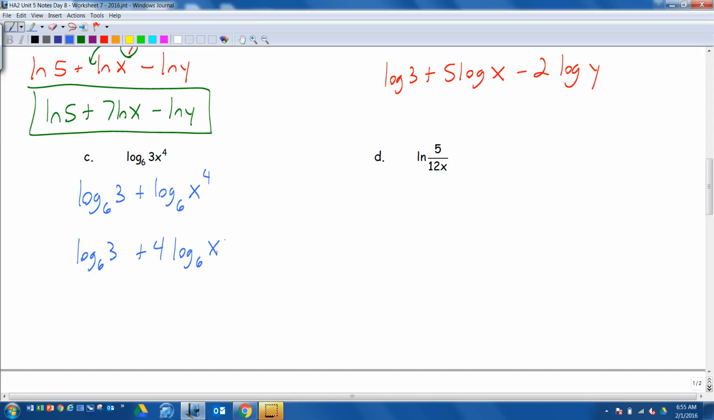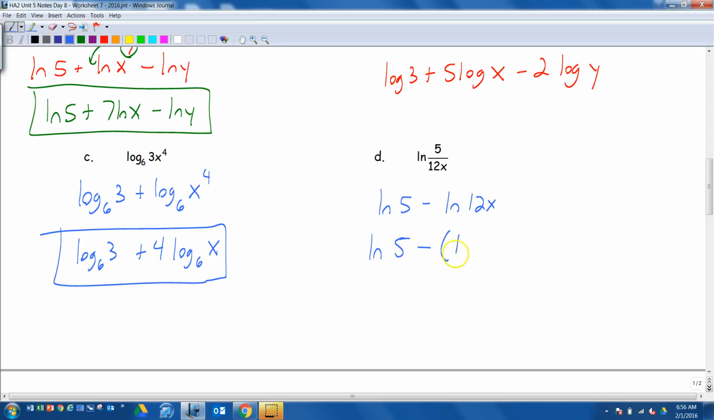Okay. And finally, we have natural log of 5 over 12x. Be careful with this one, because I'm going to split it with the division first. But you have to remember your parentheses. This is where people make mistakes. So, I have the natural log of 5 minus the natural log of 12x. But I have to split this. So I have the natural log of 5 minus parentheses. I have the two pieces now. So you could have either written it like this as a final answer, or you could have told me it is this, natural log of 12 minus natural log of x, because those are both on the bottom. Okay?